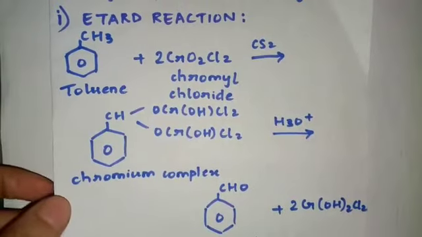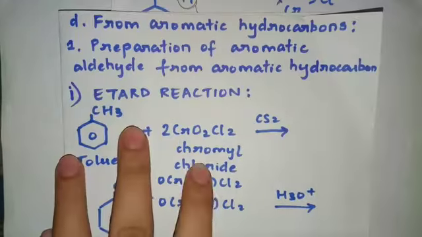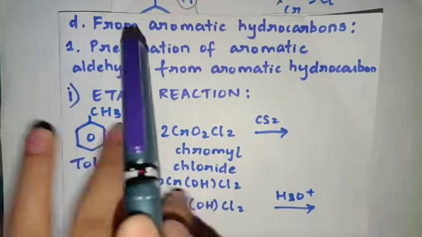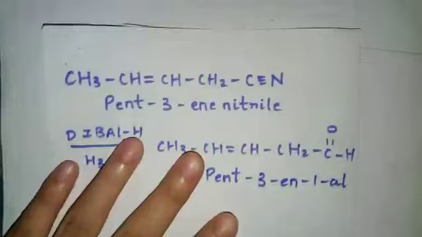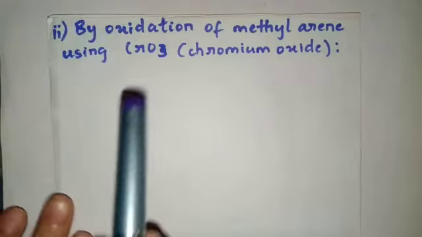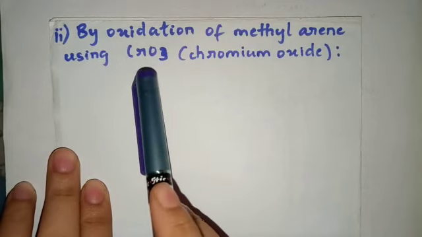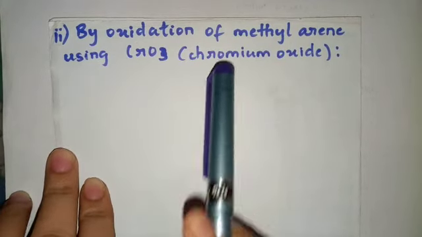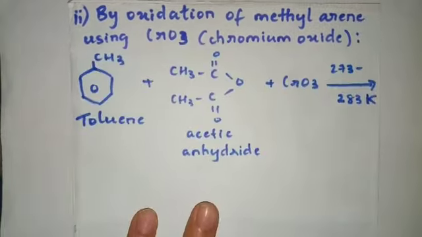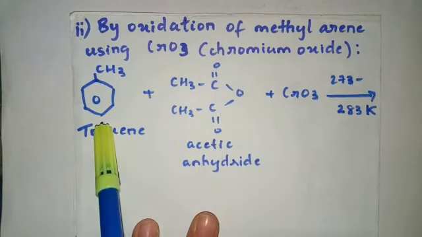Okay, one of the most important reactions. Now under this same category, the first was the Etard reaction. The second one which we have, okay, yeah, this one, is by oxidation of methyl arene using CrO3, that is nothing but chromium oxide. Okay, so here see, methyl arene is nothing but toluene.